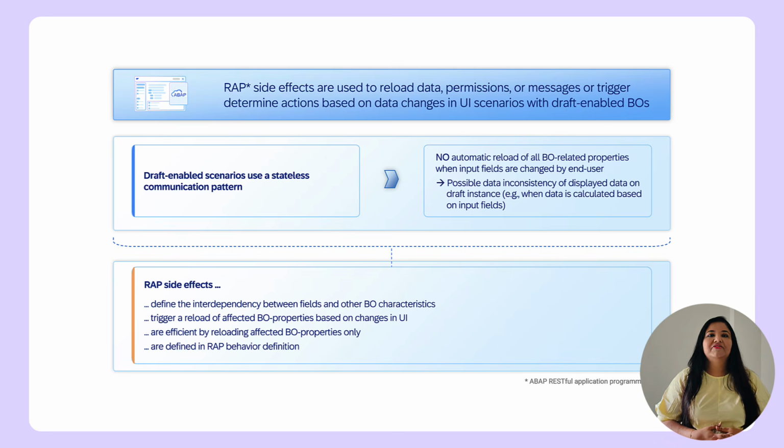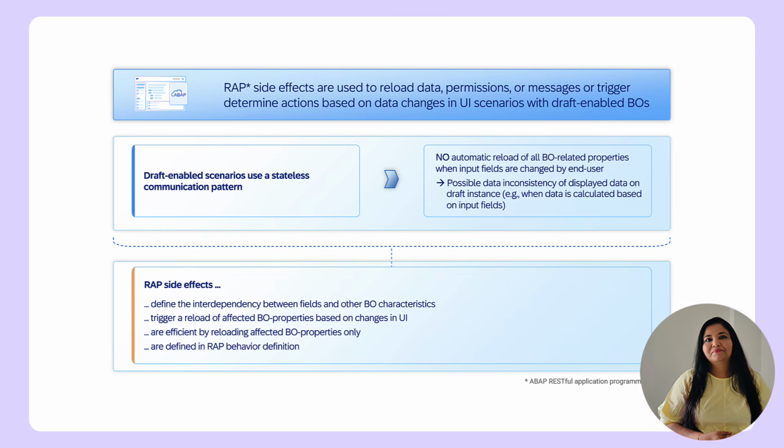In short, RAP side effects work as a mechanism that keeps your UI synchronized with business logic. They help maintain data consistency, refresh only the affected information, improve user experience, and reduce unnecessary data reloads. Whenever a field change impacts other values, messages, permissions, or recommendations, side effects are the recommended RAP feature to keep everything up to date. So we'll see a simple demo where the total price is recalculated instantly using side effects whenever there is a change in the booking fee.